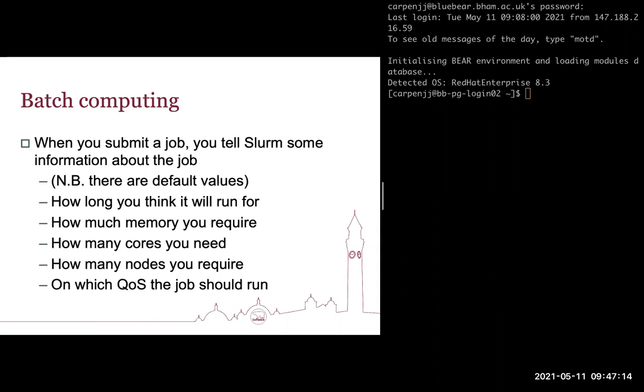How much memory, how many cores, how many nodes. So that's whether your job has to exist on a single node or whether it can span multiple nodes. And then on which QoS the job should run. That's a term that we use to assign different jobs to different queues, and different queues have access to different bits of resource.